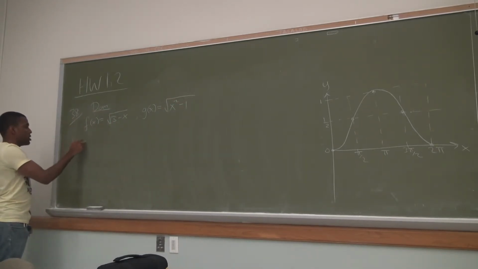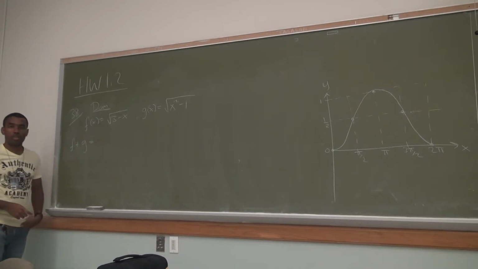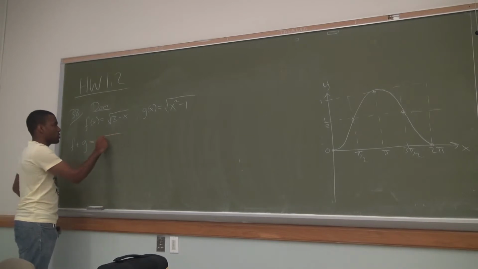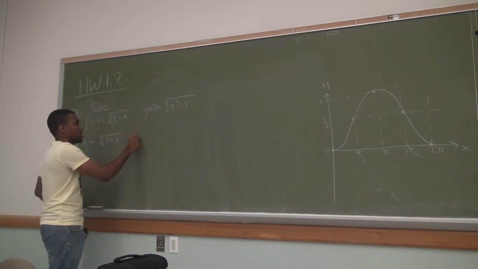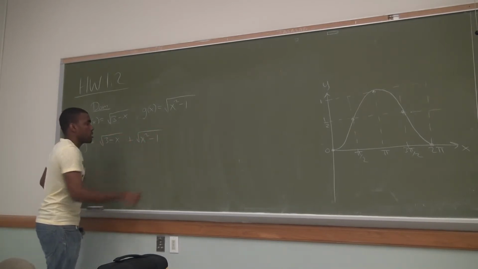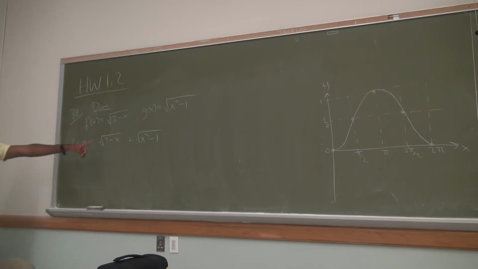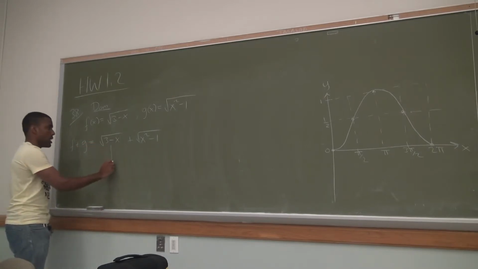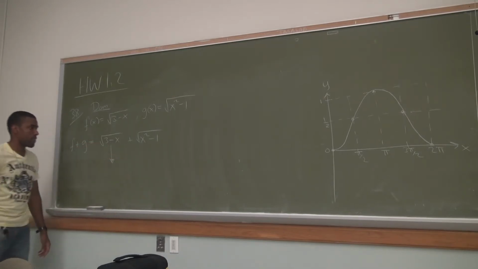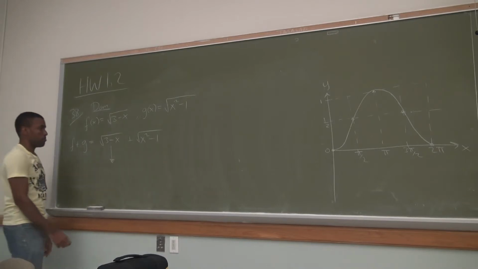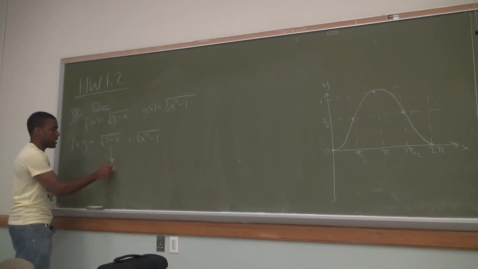Okay, so f plus g is equal to what? Just add it. You just add the two functions, right? So you want to find the domain of this. Again, look at the restrictions for each part separately and then figure out where the overlap is. For this one, you need 3 minus x to be greater than or equal to 0, which means x has to be less than or equal to 3.